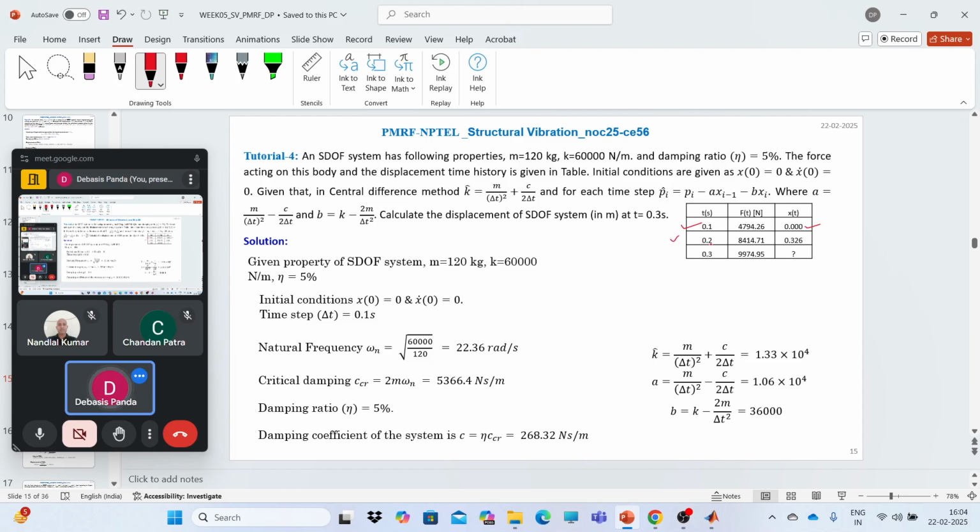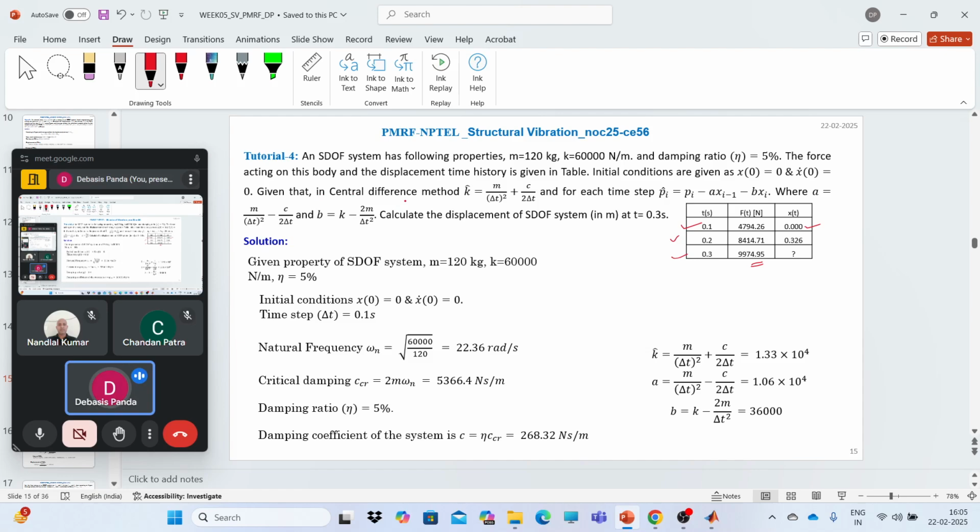Now again at 0.2 second, the force is given, the force has increased, and the displacement has also increased. Now at t equals 0.3 second, we have the force. We need to calculate the value of the displacement using the central difference technique. Now here the initial conditions x0 and x dot naught are given, that means my system is starting from complete rest position, that's why the initial displacement is 0 obviously.